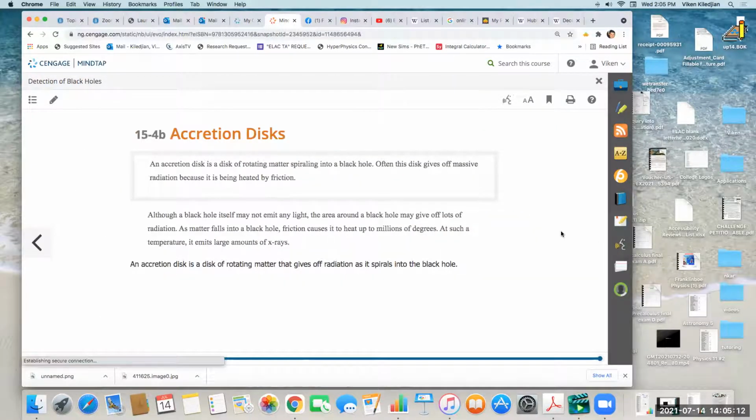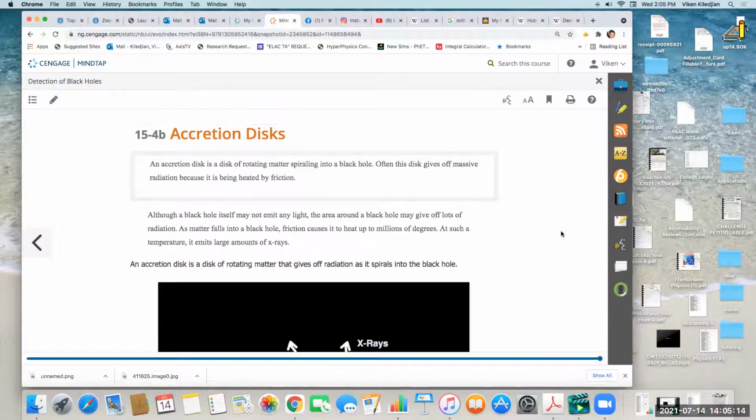So that's one evidence, indirect evidence by doing calculations on that unknown object. A more direct evidence would be the accretion disks accumulated around black holes. An accretion disk is a disk of rotating matter spiraling into a black hole. Often this disk gives off massive radiation. So this would be what we would call more direct evidence.